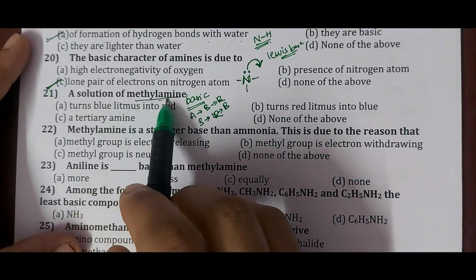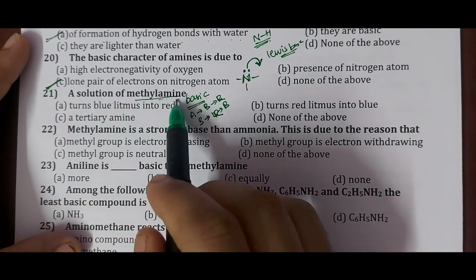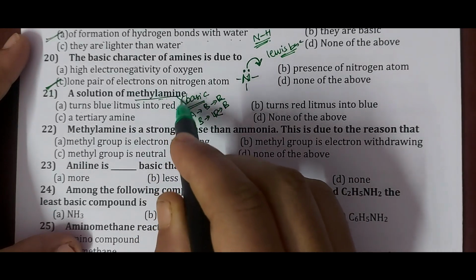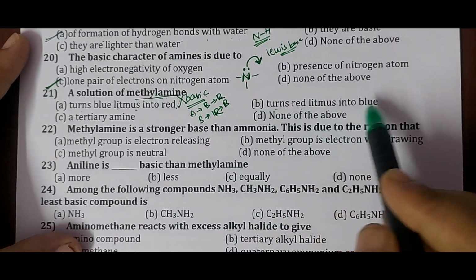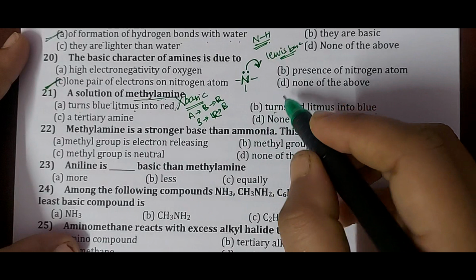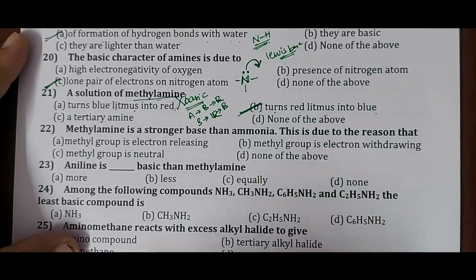So here, methylamine turns blue litmus to red. No. Why? Because it is basic. If you dip blue litmus, it will remain blue only. Next, turns red litmus into blue. Yes. Why? Because it is basic in nature. So the correct answer is option B.